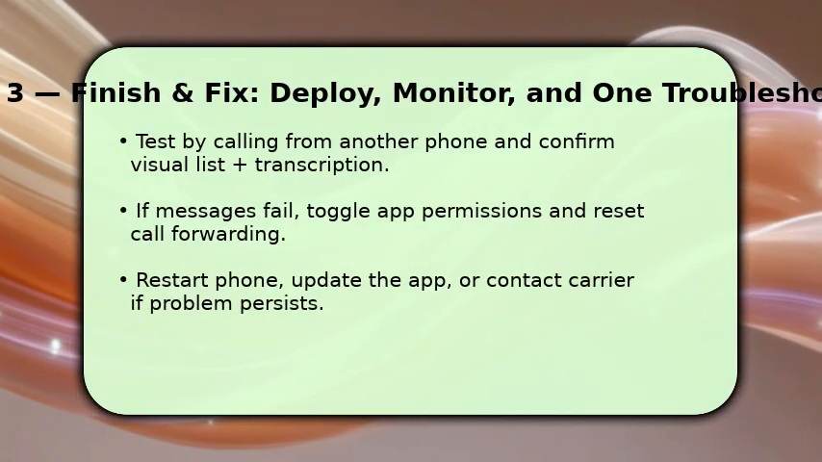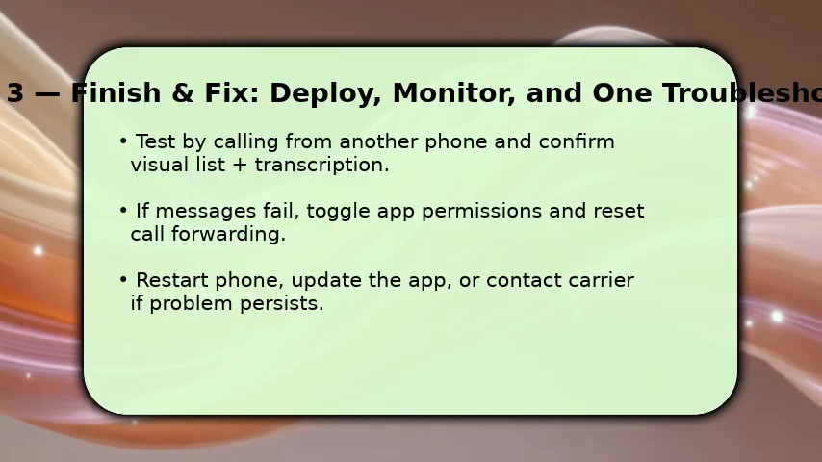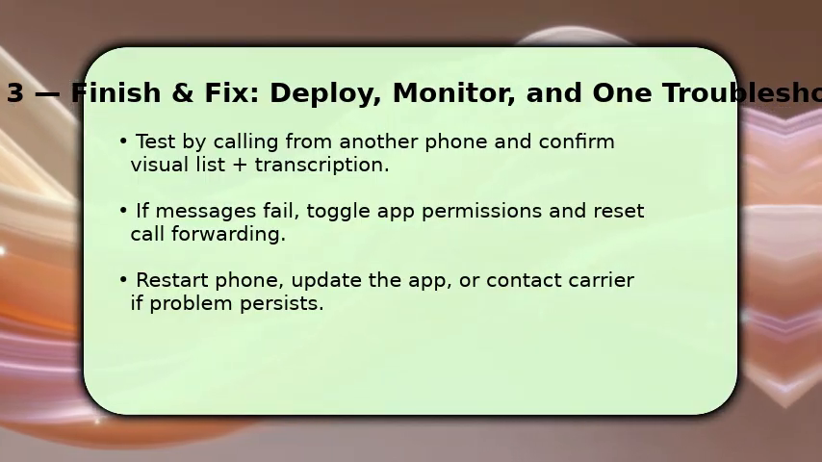Finish by testing. Call your number from another device and leave a message. Then open the app to confirm you see a visual list, playback controls, and a transcript.